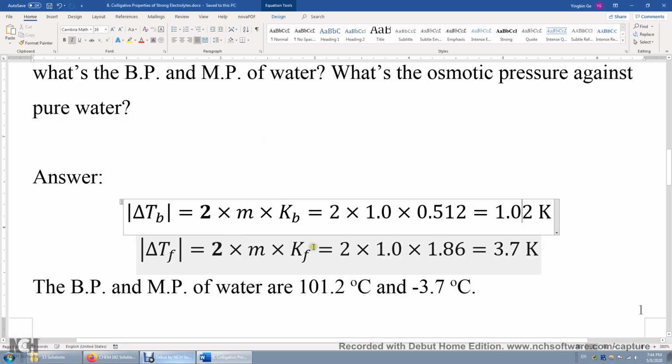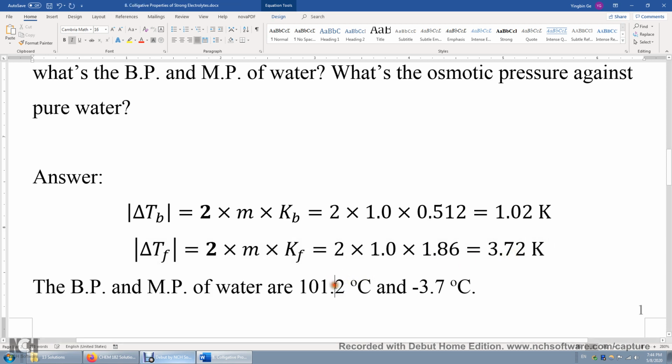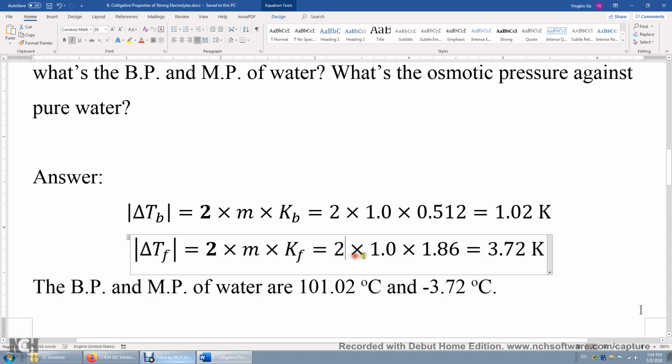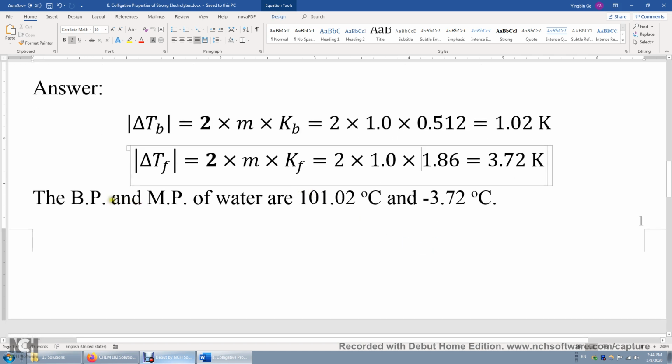And then also we can do similar calculations over here to get the freezing point depression, which is 3.72. So again, we have this factor here. The freezing point depression caused by 1 mole sodium chloride is twice that caused by 1 mole sucrose, because sucrose does not decompose in water. And then we get the new boiling point and melting point of water. It's going to be 101.02 degrees Celsius and negative 3.72 degrees Celsius, respectively.